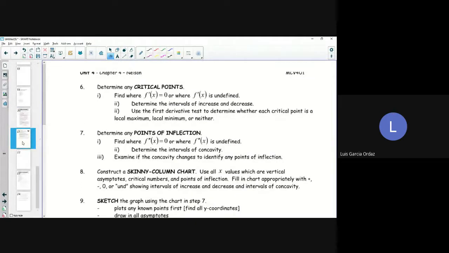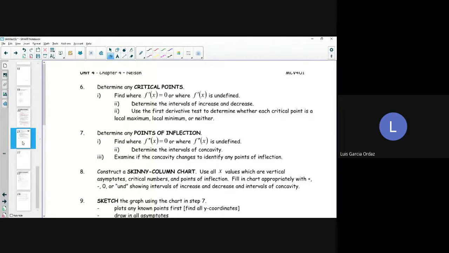And then to determine any critical points, we need to find where the derivative of f of x is equal to 0, where the derivative of f of x is undefined, and we want to determine the intervals of increase and decrease. We're going to use the first derivative to test whether the critical point is a max or min or neither.